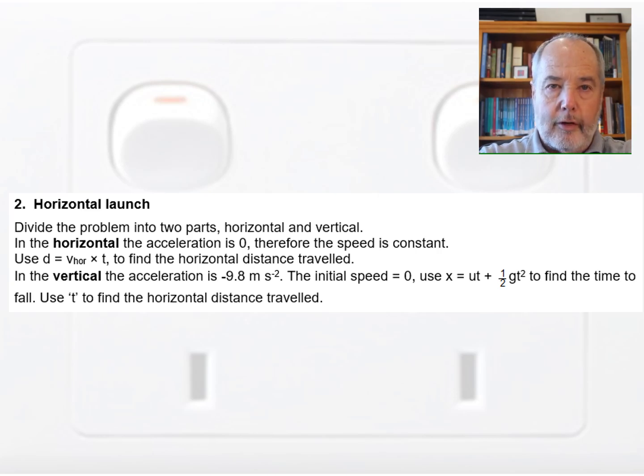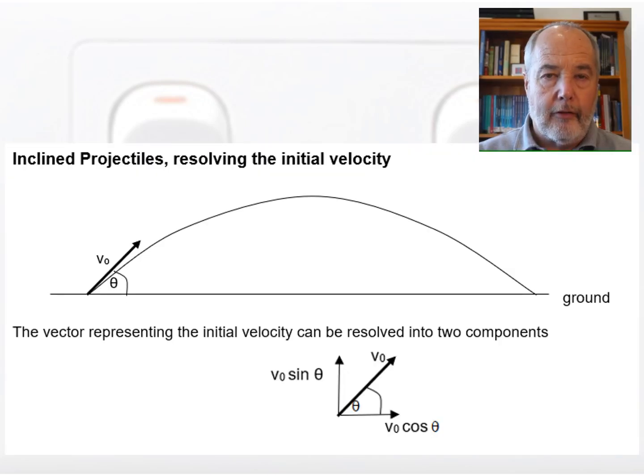Once you know how long it takes to fall, you will use that time to find the range that it travels. You will always use the time to move from a horizontal direction into a vertical direction, because the time is constant. If the launch is at an angle, then you need to resolve the initial velocity into its 2 components. One which is the horizontal component, which is v cos θ, and the vertical component, which is v sin θ.